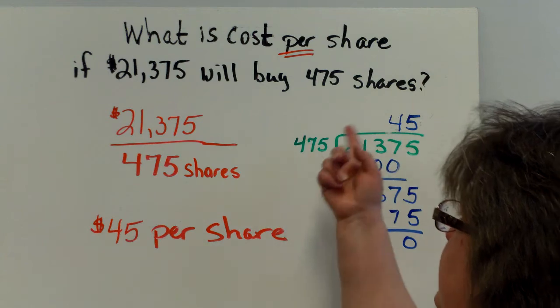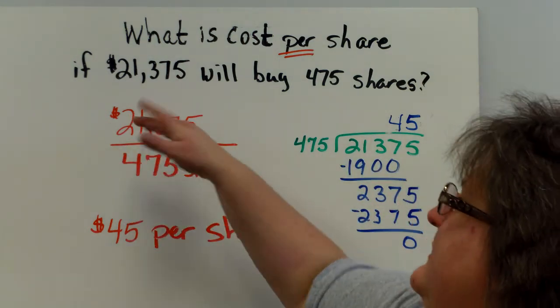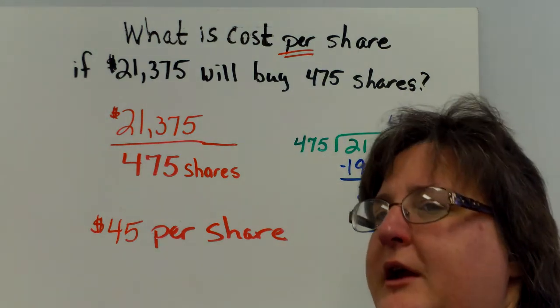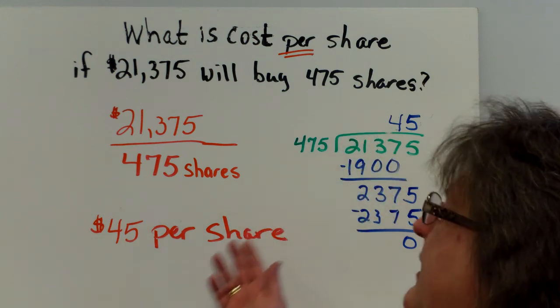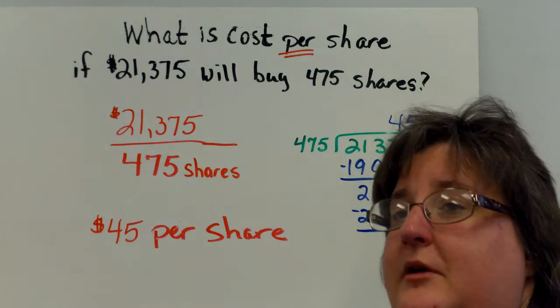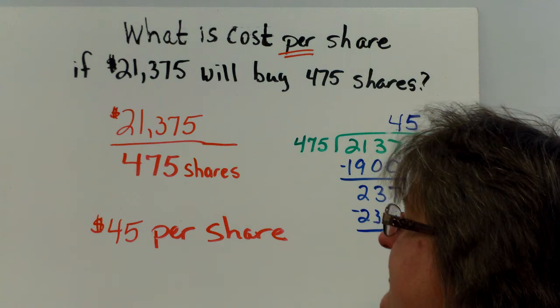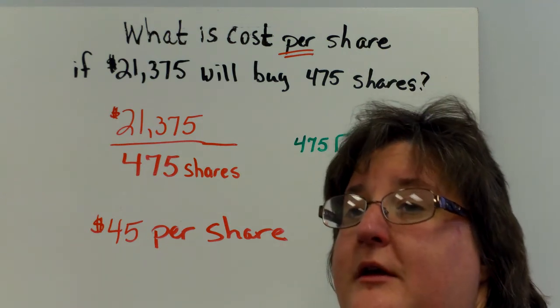So what I did here is just to show you, again, nothing magical. You take 475 divided into the 21,375. You get to bring in all your math knowledge so far here. That ends up being a nice $45. Doesn't have to be. We could just continue with our decimals. But in this case, it terminated right there with $45. So $45 per share would be the unit rate.